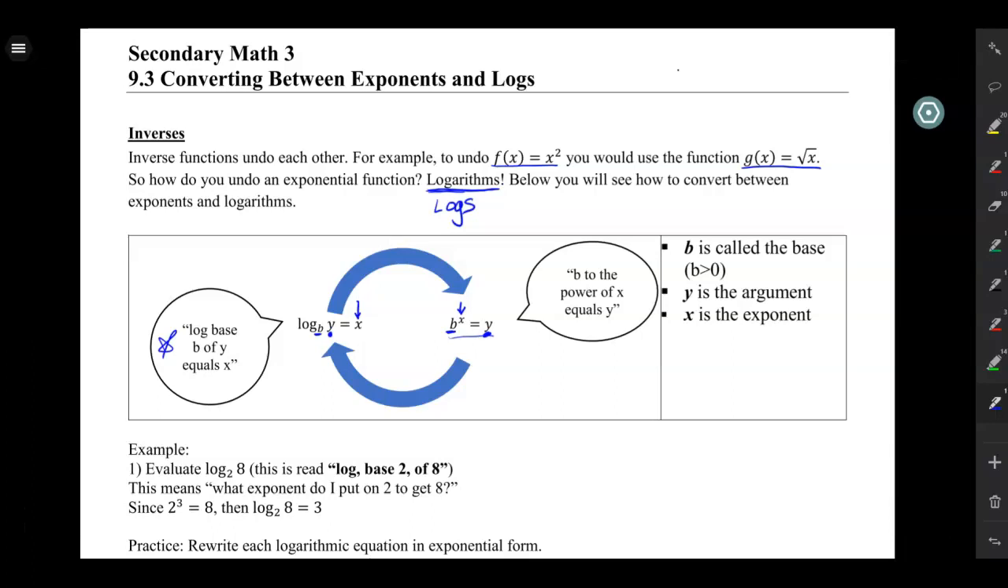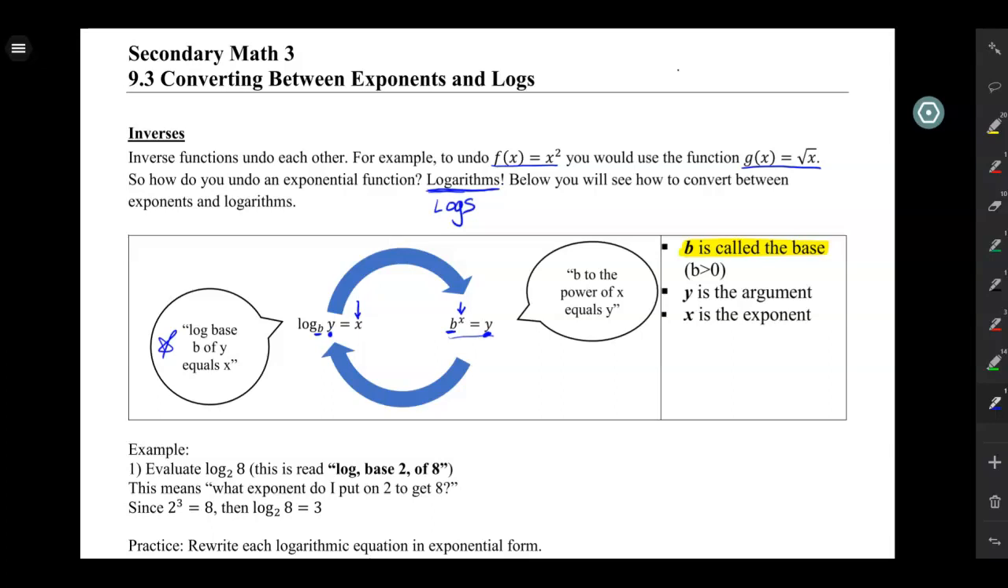So probably the most important of all those words we just talked about is that b is called the base. Okay, so you have a base of an exponential equation. You also have a base of a logarithm equation. And for the purposes of logarithms, b is always greater than 0. So the base is always going to be 1 or bigger. And for the most part, we're just going to be looking at whole number bases as well, which is nice.